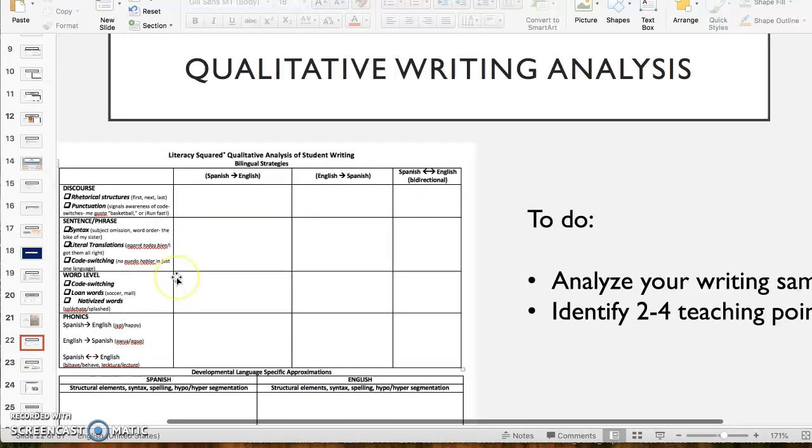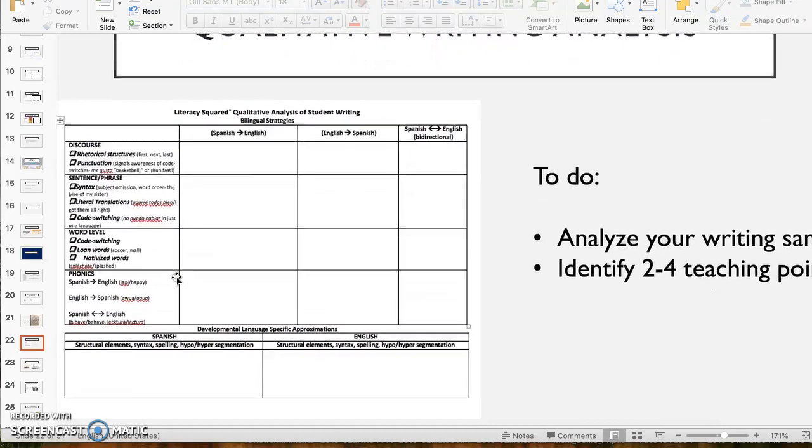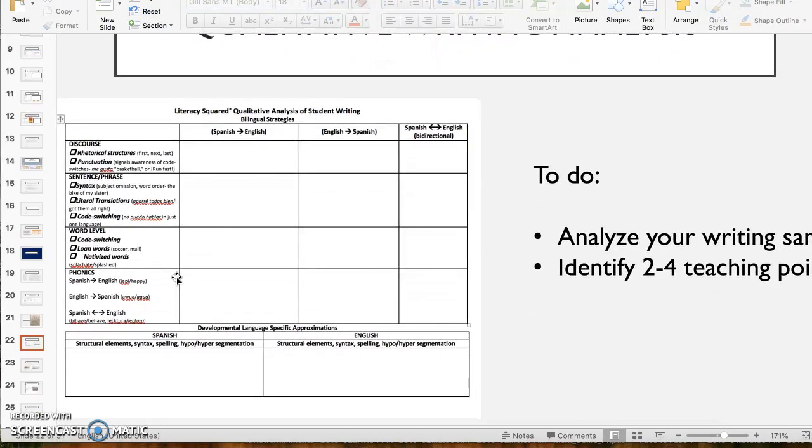So moving down to syntax. You might see things like "the bike of my sister," which in English we would say "my sister's bike," but in Spanish we would say la bicicleta de mi hermana, the bike of my sister. So even when they're writing in English, they borrow that syntax pattern from Spanish and they'll say "the bike of my sister." That would be characteristic of bilingual behavior.